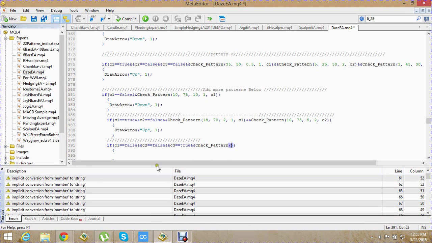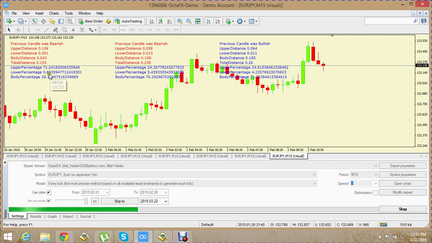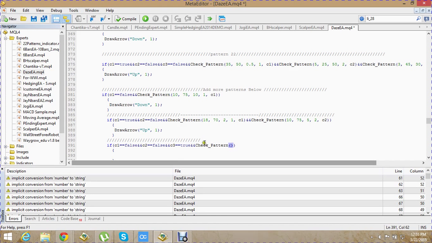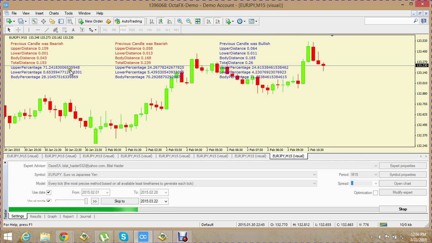For our first candle, we have 71% upper, 0% lower, and 28% body. So we'll write 65, 25, and 0, and we pass 1 and C1. Let's go ahead and confirm these percentages.